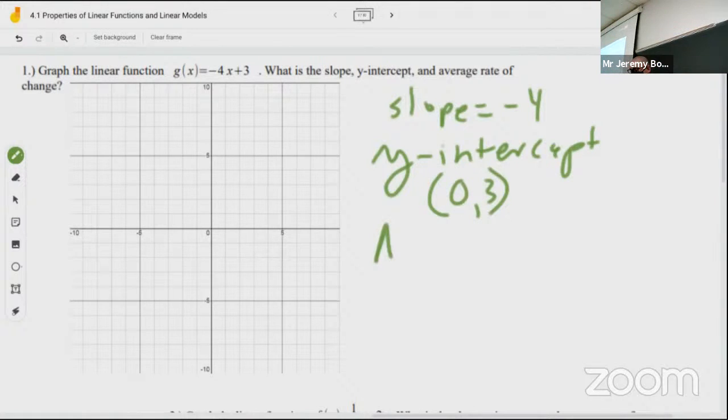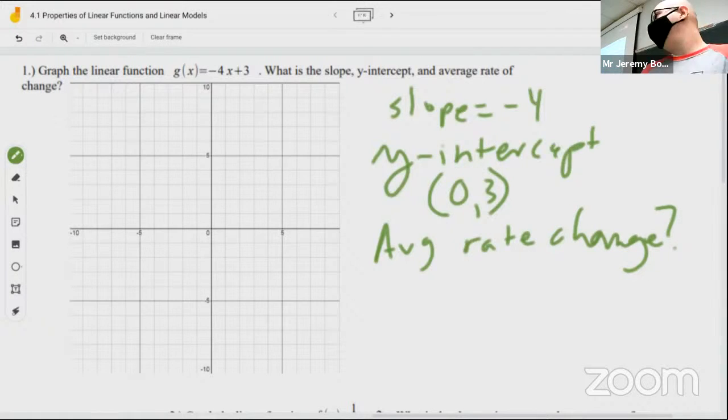Now, the average rate of change, what is that? Anybody know? What does the slope tell us? It tells us how it changes, right? And so if we have a slope of -4, what is the average rate that it changes? It's -4. That's all it is.